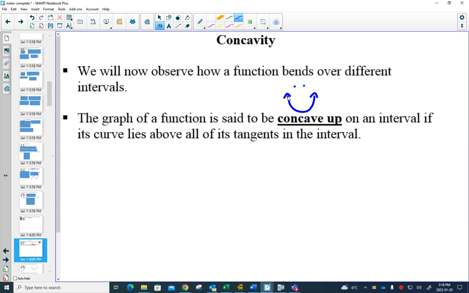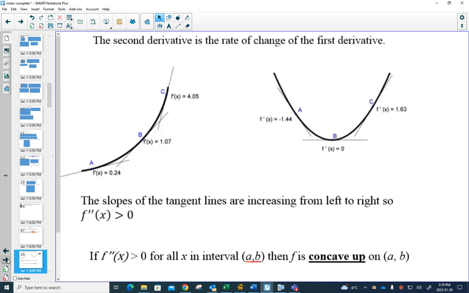There's our concave up. And if you draw any tangents on there, the graph is always above the tangent. That's what makes something curved that way, related to its tangents. Similarly, right? So here's examples of all the tangents.